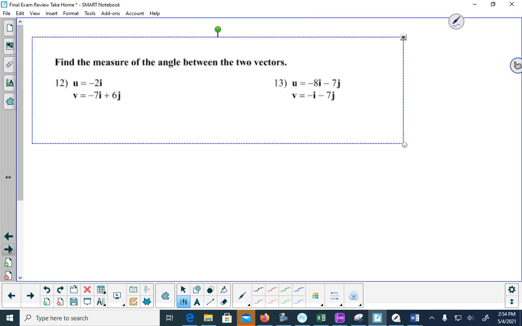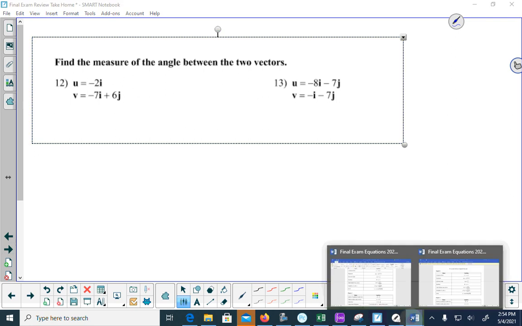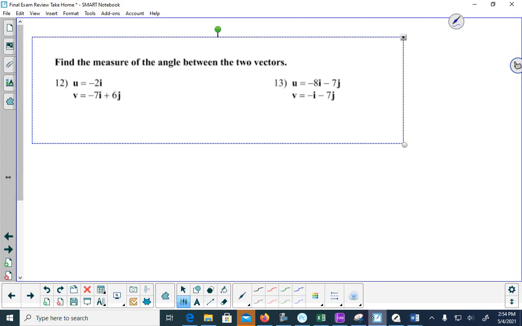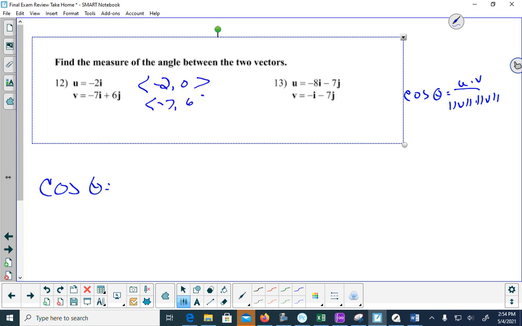Okay, number 12, it says find the measure of the angle between the two vectors. Ooh, so I'm going to look at my formula sheet, and the angle between two vectors is given by this cosine formula. So I'm just going to write that down. The cosine of theta is equal to U dot V over the magnitude of U times the magnitude of V. So I'm going to say the cosine of theta is equal to, and you might want to write this as negative 2, 0 and negative 7, 6 to help you out.